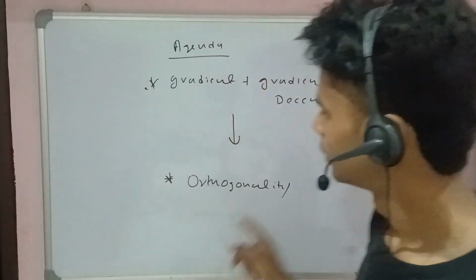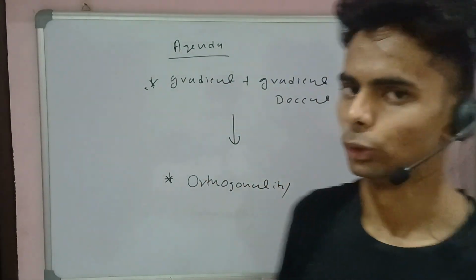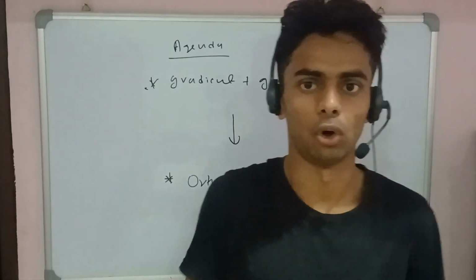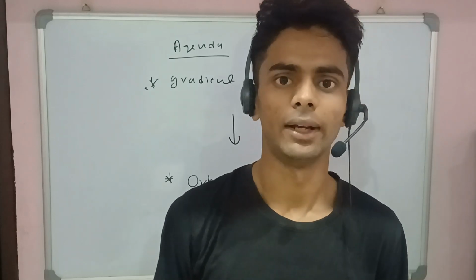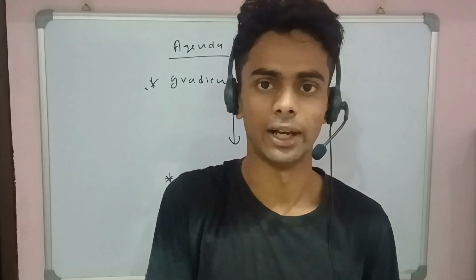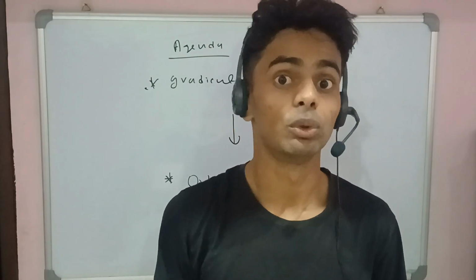Our second agenda is orthogonality. We look at what exactly orthogonality is, how it works, and the logic behind it that AI uses. As you know, mathematical concepts are abstract, so I will try to connect all these dots with real-world applications so you can understand much better.